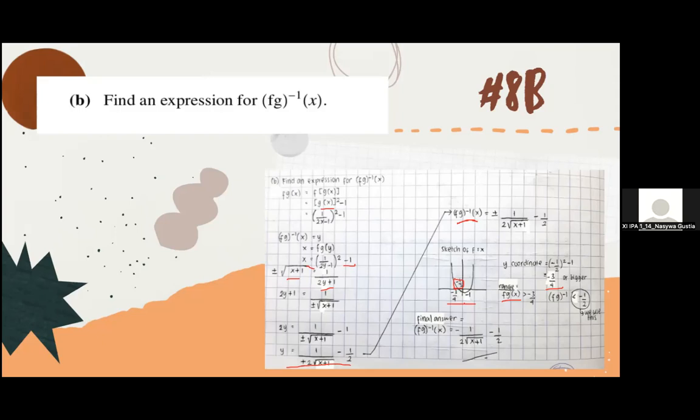So therefore, we use negative instead of positive for the final answer. And so it will be fg inverse of x equals to negative 1 over 2 square root x plus 1 negative 1 over 2. Next.